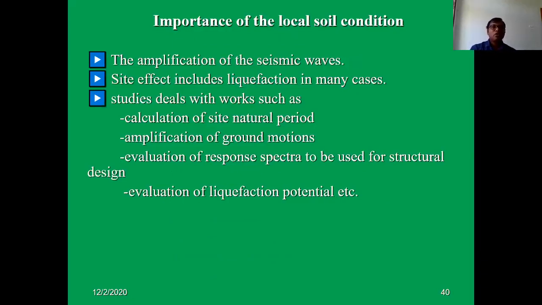Now, the importance of local site condition. We already know why it is important, because it amplifies the ground motion, or de-amplifies it also.